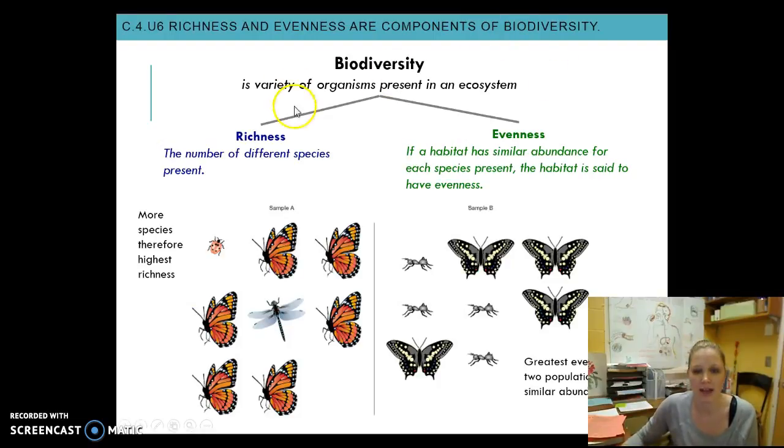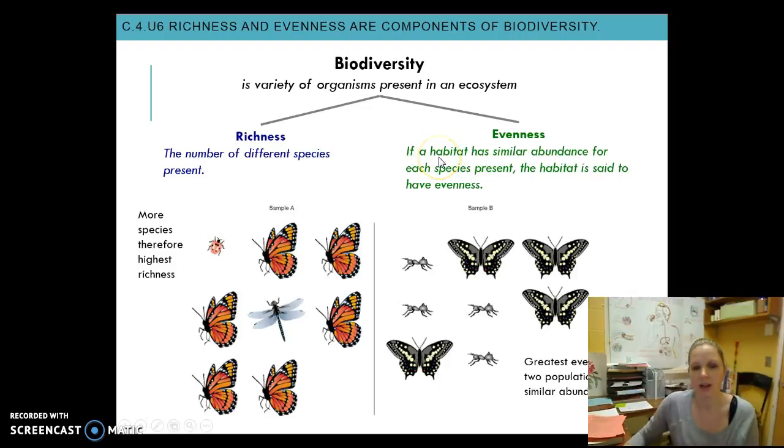It looks at what we call biodiversity, right? And when we talk about biodiversity, we talk about two components: richness and evenness. So richness is the amount of species present. So therefore, if you look at the sample, I have 6 butterflies, a dragonfly, and a ladybug, right? So I have 3 different species. That's richness.